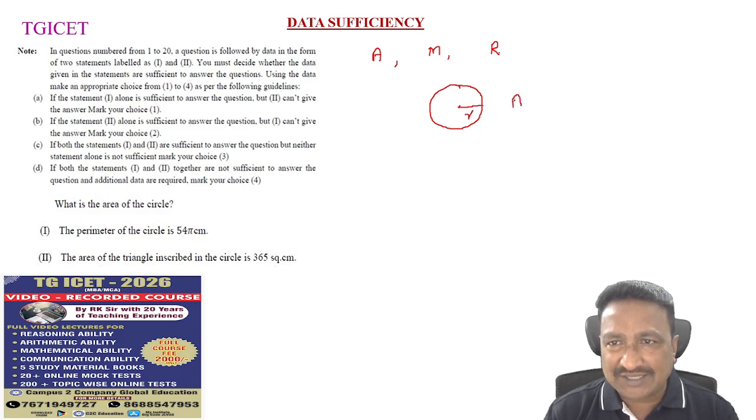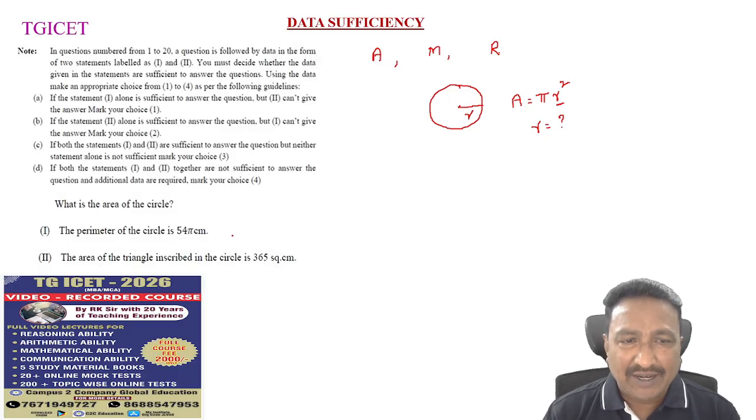Therefore, the area of a circle is equal to pi r squared. So we can find the area of a circle whenever we know the radius. If you know the radius of the circle, then you can find the area of the circle. Right, students? Now look at the first statement. What is the first statement? The perimeter of the circle is 54 pi centimeters.